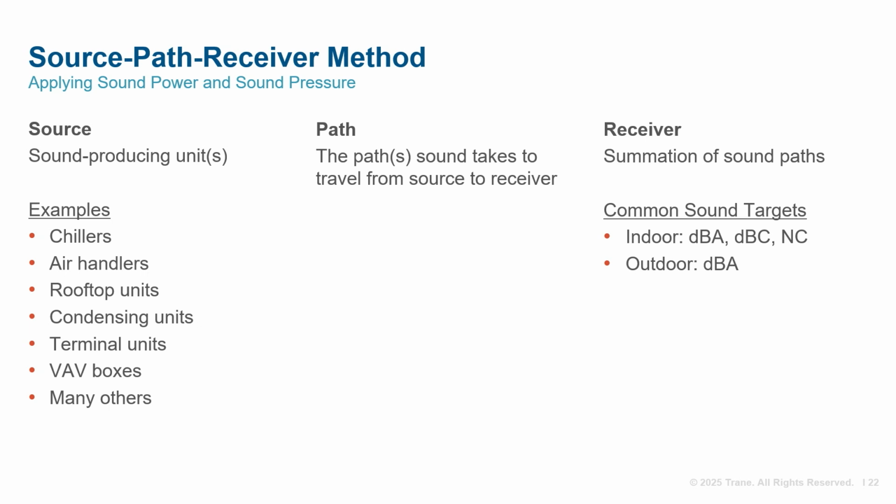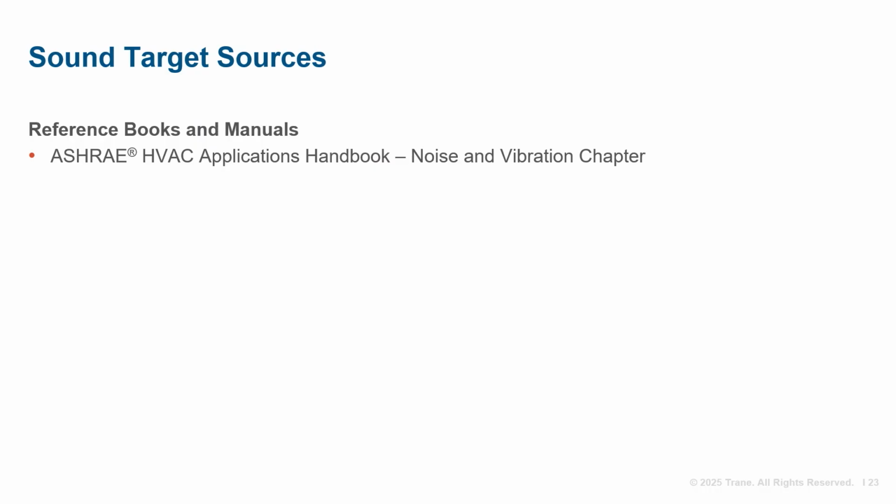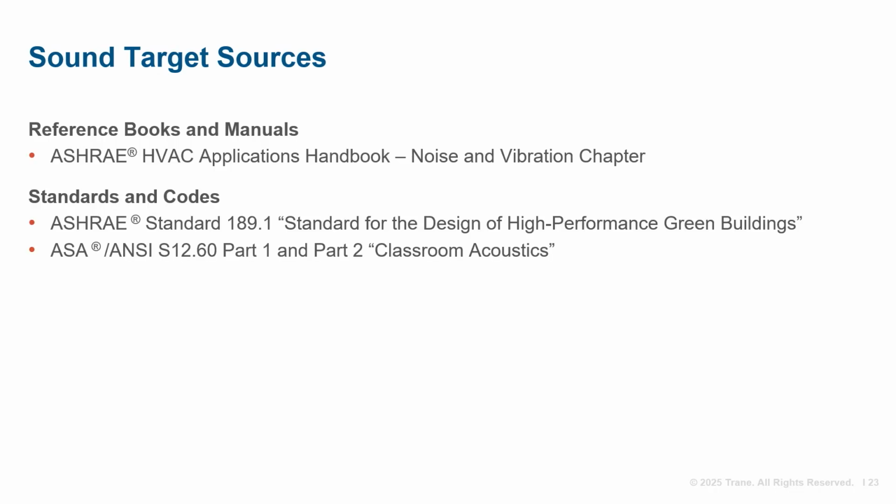To determine the total sound, we need to sum the sound paths. What is computed is often compared to a sound target to determine whether the sound meets the owner's requirement or project goal. If not, revision may be needed. Sound targets can come from a variety of authorities or publications. Examples include AHRI's HVAC Applications Handbook, which includes the Noise and Vibration chapter. In this chapter, Table 1 provides reference NC values and approximate overall sound pressure requirements in A and C weighted values. Standards, such as AHRI's Standard 189.1, include acoustical sound targets for specific space types. In addition, there are unique requirements for classrooms and learning spaces in Acoustical Society of America's S12.60 standard.